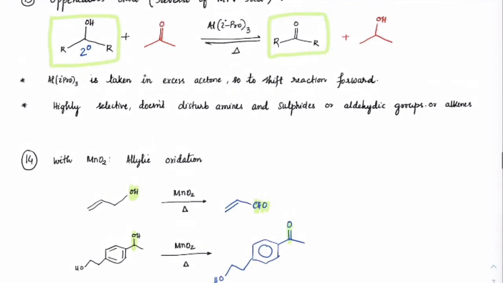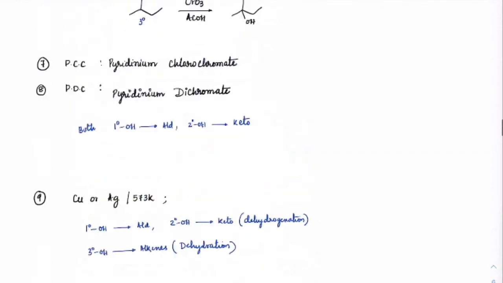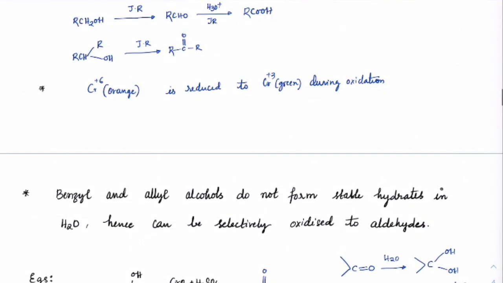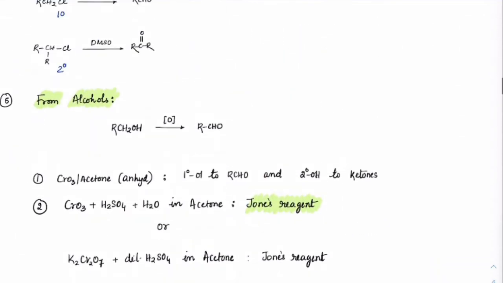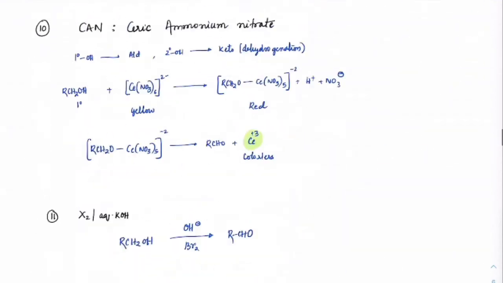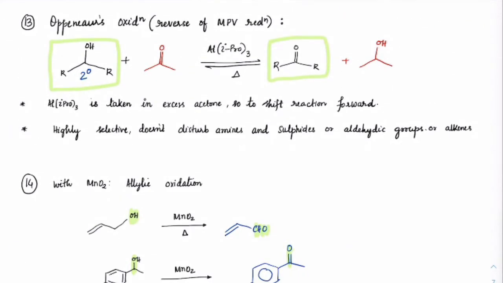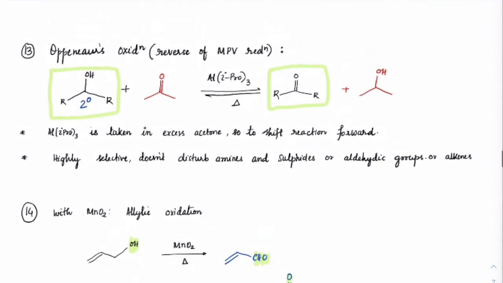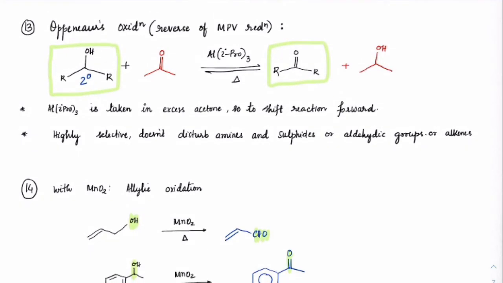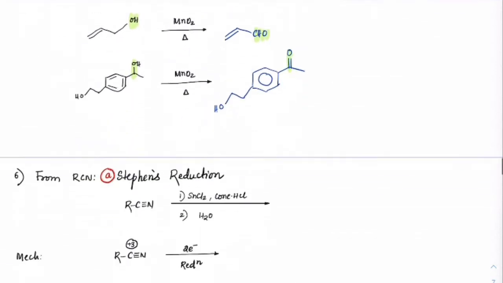Right. So all these 14 are repeated ones. Got it? From alcohols, how do we get aldehydes and ketones? All of this we have studied. So please go through that once again. Yeah. You can make notes, leave 1 or 2 pages so that you can revise these notes.